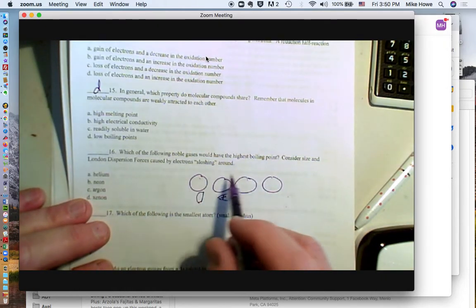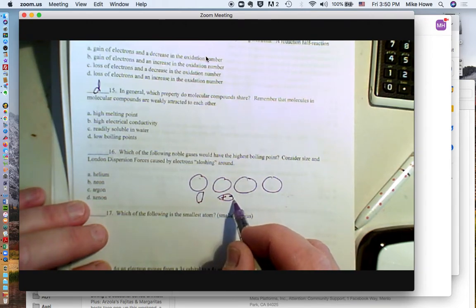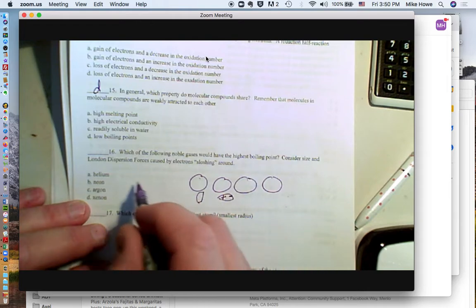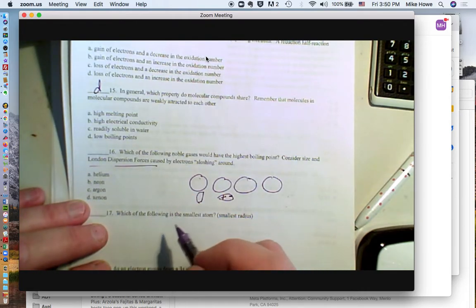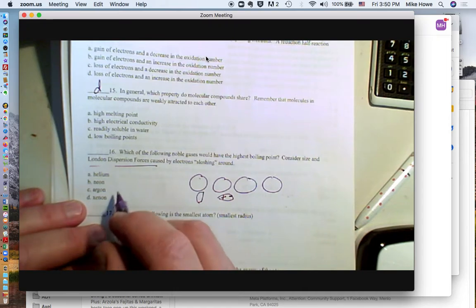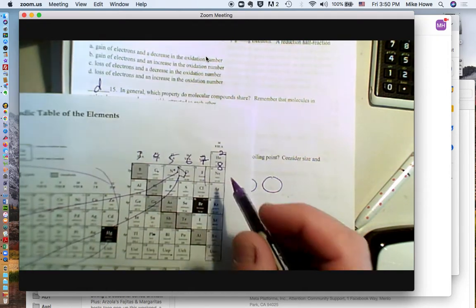All right. Now, if you have more electrons to move around, it takes longer to go here and then get back to normal. So the bigger the atom is, the stronger the London dispersion forces are, the stronger the attractions are. So you want to pick the biggest one of these, and that would be xenon, because xenon is the furthest one down the chart.